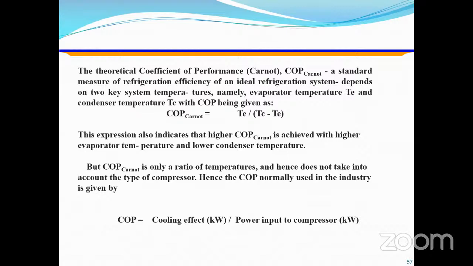But COP Carnot is only a ratio of temperature and hence does not take into account the type of compressor. Hence, the COP normally used in the industry is given by COP equal to cooling effect in kilowatt divided by power input to the compressor in kilowatt. This is the formula for the COP.